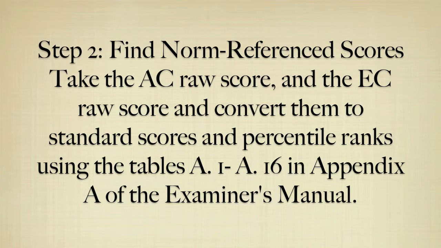Step 2. Finding norm reference scores. Take the AC raw score and the EC raw score and convert them to standard scores and percentile ranks using tables A1 through A16 in Appendix A of the examiner's manual.